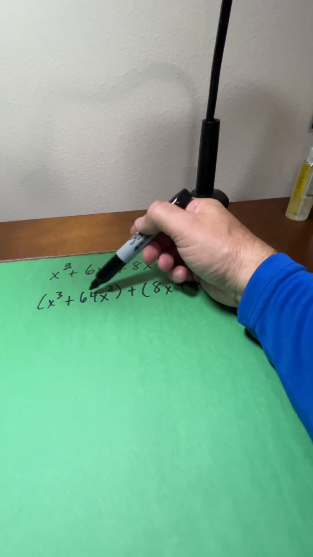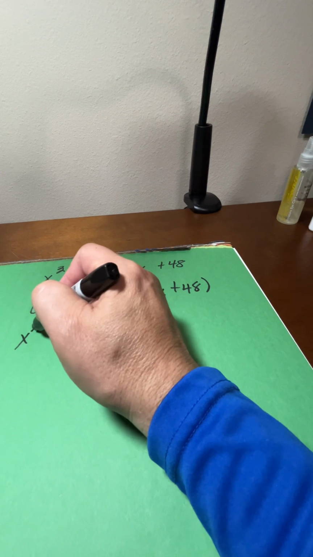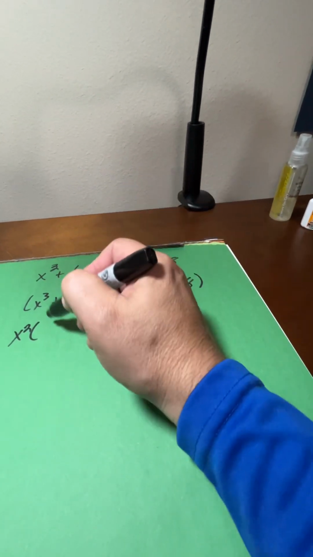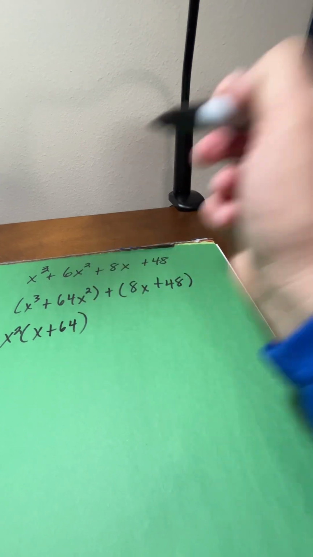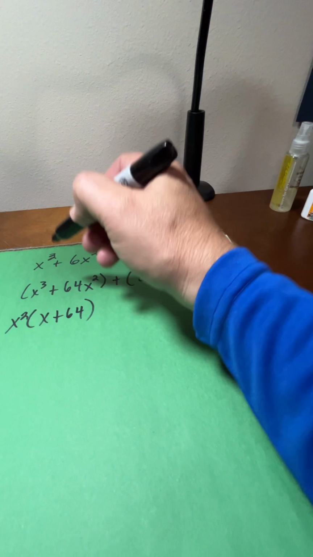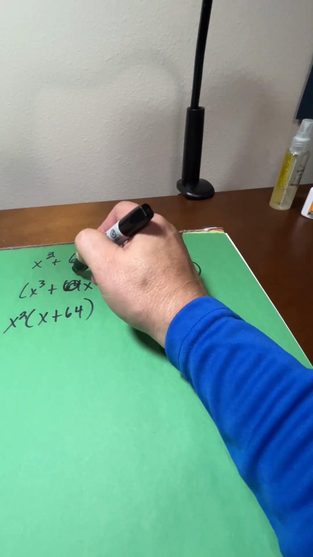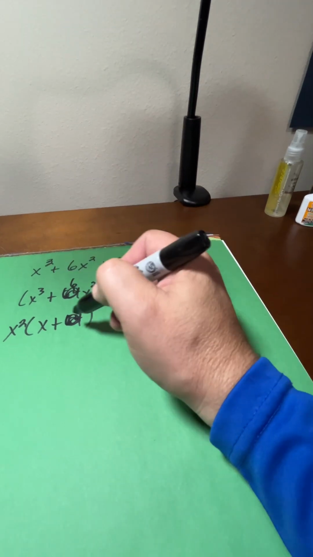So notice in these two, they both have at least an x squared. So that's my greatest common factor. I'm going to factor that out. And this becomes x plus 64. Oops, 64. Where did I get 64? This was 6x squared. Sorry. So this becomes a 6.